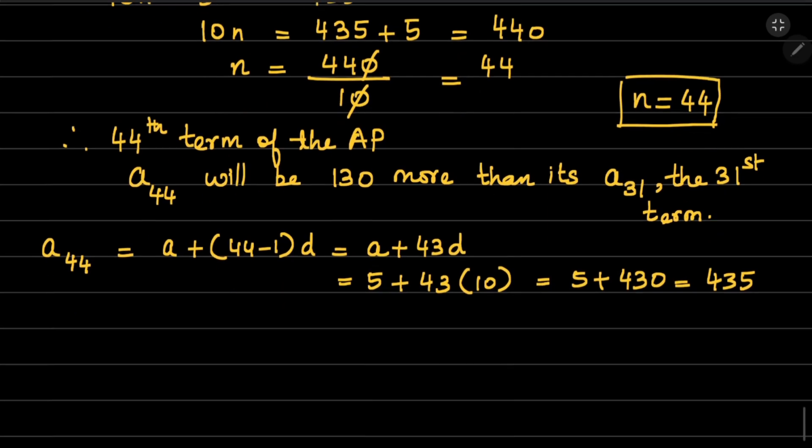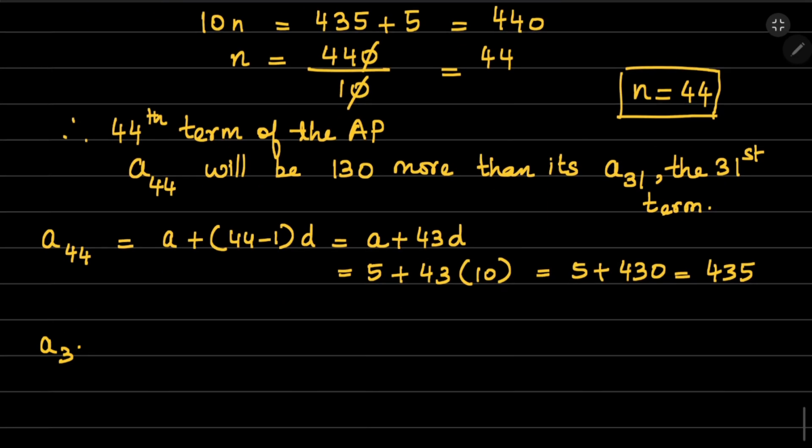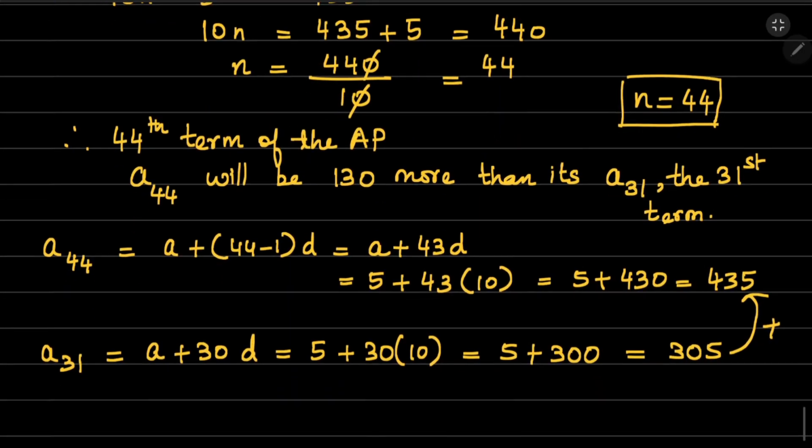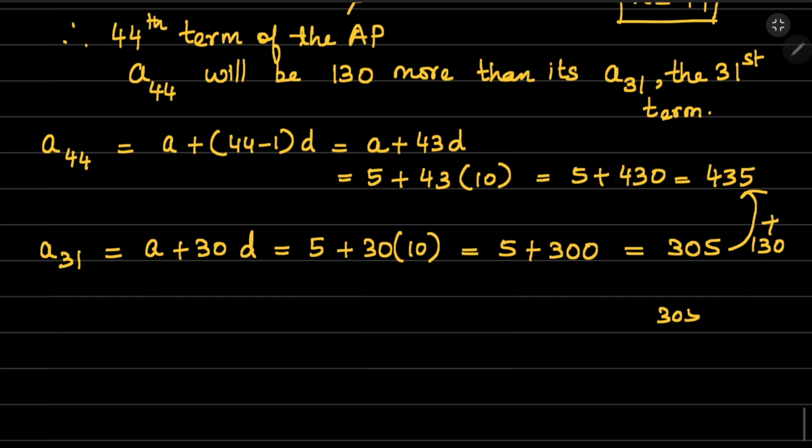435. Let us check our 31st term. A31 is equal to A plus 30D. I am writing it directly. A is 5 plus 30 into D, which is 10. So this is nothing but 5 plus 300, which is 305. So to 305, if you add 130, how much will you get? 305 plus 130. How much will you get?